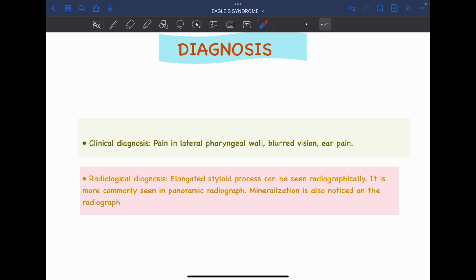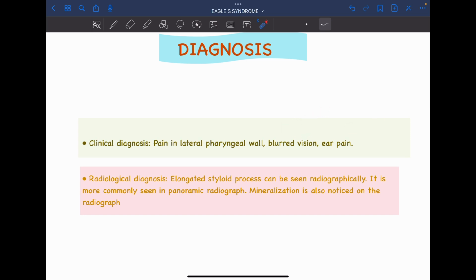So in clinical diagnosis, the characteristic signs and symptoms which we have discussed previously, right? There will be pain in the lateral pharyngeal wall. Then we have also discussed briefly about the sign wherein we ask the patient to open the mouth wide, and when we press the pharyngeal wall towards the styloid process, there is characteristic pain to the patient, right? Apart from it, blurred vision and ear pain will also be present.